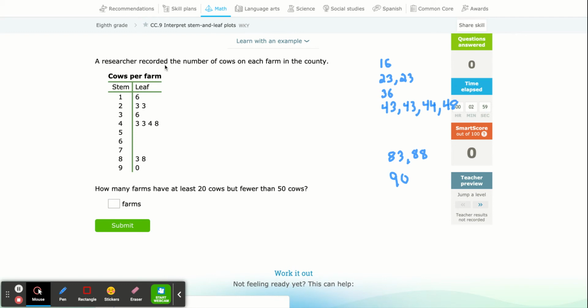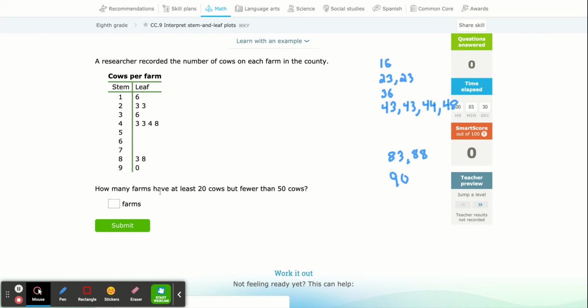So it says a researcher recorded the number of cows on each farm in the county. So that means there's 1, 2, 3, 4, 5, 6, 7, 8, 9, 10, 11 farms that he recorded, because there's 11 numbers on the right side, in the leaf section. And it's not just 6, it's 16, because if there had been any farms with less than 10, there would have been a 0 and like a 7, which would mean 7.